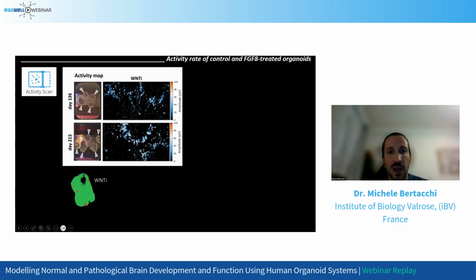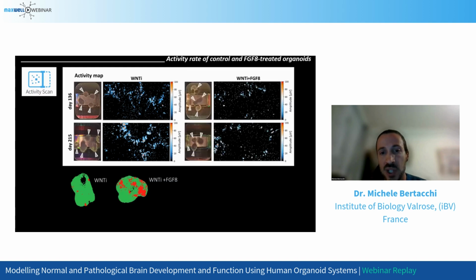Okay, let's go back to the sample. You remember we were comparing Wnt inhibition and control organoids. We did this at different stages of development. These are 4-month-old organoids and 7-month-old organoids. We found a nice level of activity, but when we did the same with FGFA treated organoids, we could find that there was a lower level of activity.